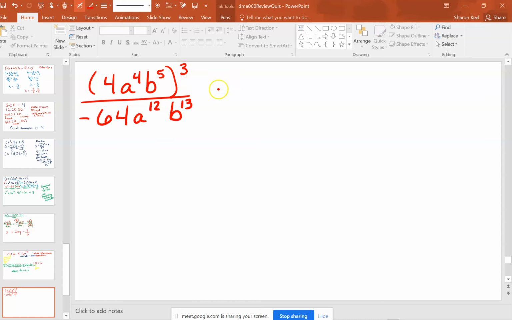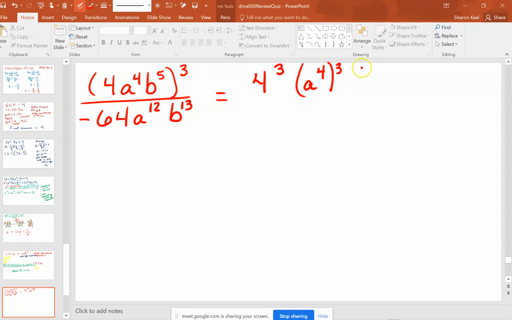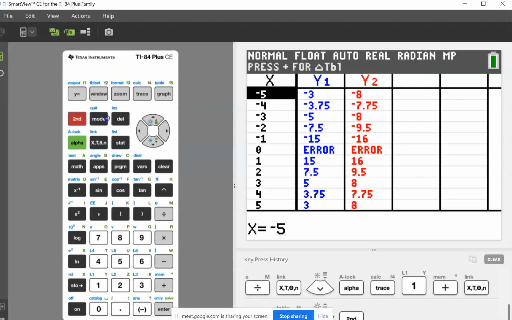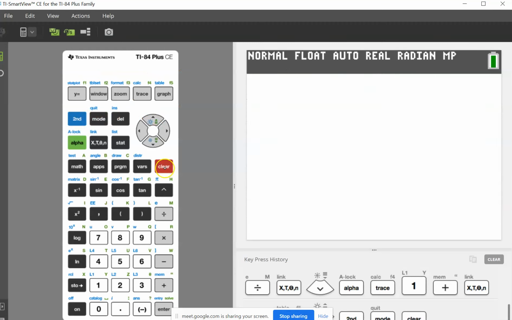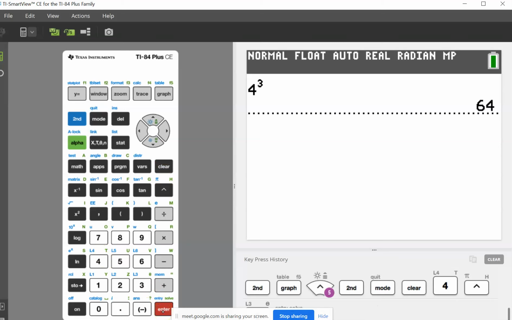is raised to the power of 3. So I'm going to start with 4 being raised to the 3rd power. Let me just write it out so you'll realize 4 is going to be cubed. Your a to the 4th is also going to be cubed. Your b to the 5th is also going to be cubed. So going back to your calculator, you're going to take your 4 and raise it to the power of 3. That's going to give you 64.